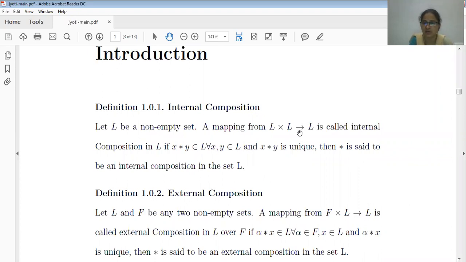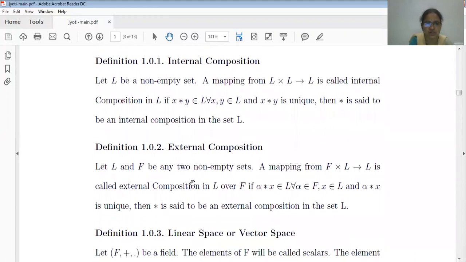A mapping from L cross L to L is called an internal composition in L if x star y belongs to L for all x, y in L, and that value x star y is unique. Then star is said to be an internal composition in the set L. The very simple meaning is, if we have a composition between two elements of the same set and the resultant element is also a member of the same set, then it is said to be an internal composition.